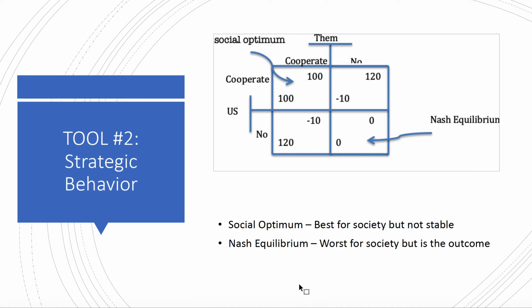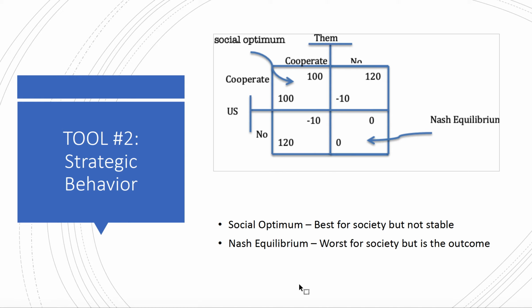If us does not cooperate and them does cooperate, us gets 120 and them gets minus 10. And vice versa in the other diagonal. Or if we both choose not to cooperate, we get 0.